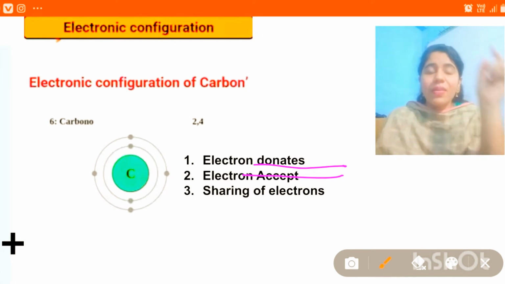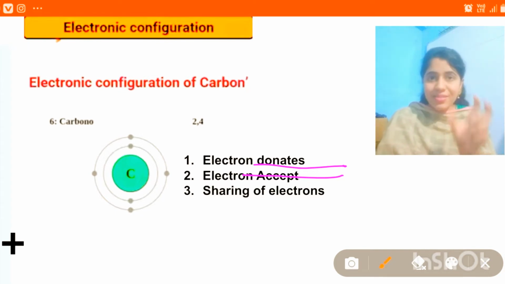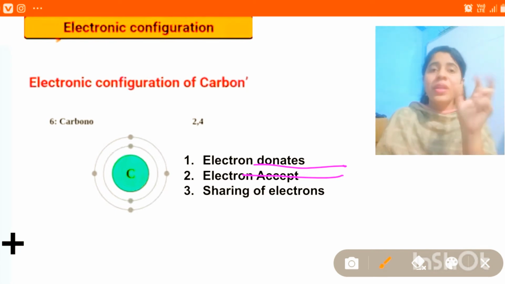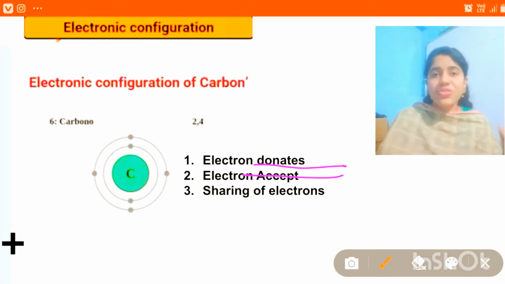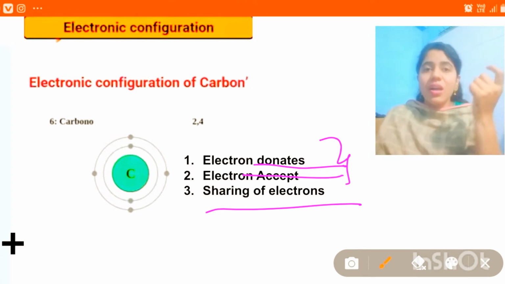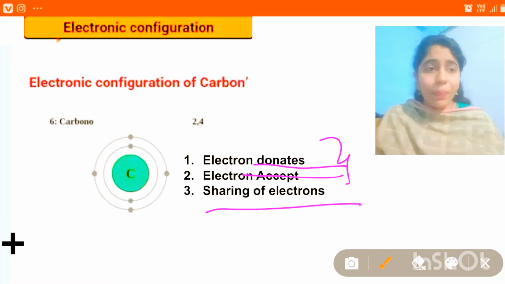When the first shell has 2 electrons, the compound is said to be stable, and when the second shell has 8 electrons, the compound is counted as stable. Or else, the 4 electrons present will undergo sharing. The first two cases, donating and accepting, occur in ionic compounds. Sharing of electrons occurs in covalent compounds.